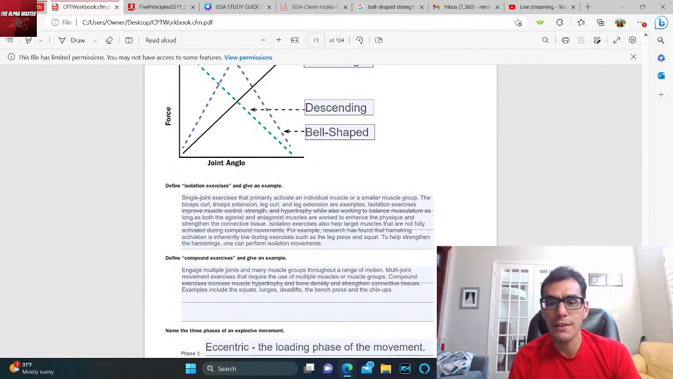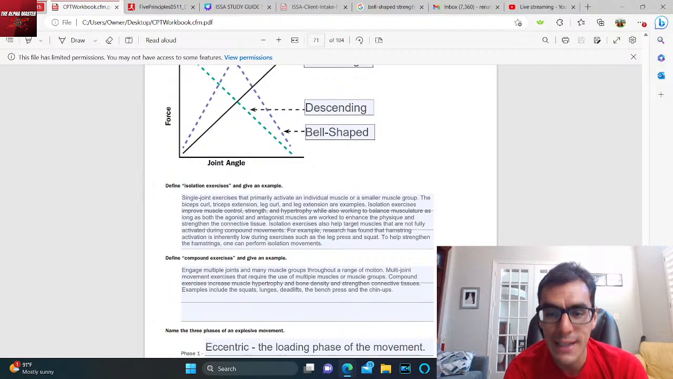For example, research has found that hamstring activation is inherently low during exercises such as the leg press and the squat. To help strengthen the hamstrings, one can perform isolation movements.